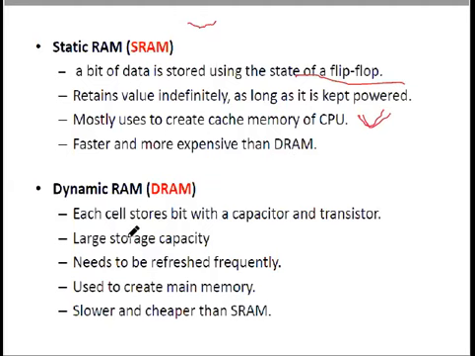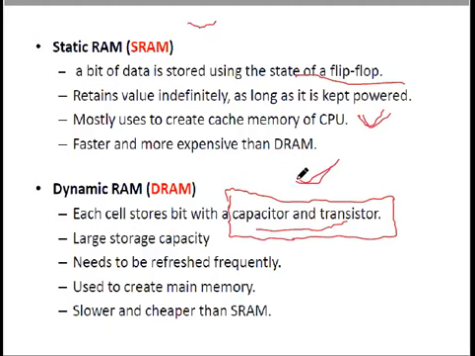Whereas in the DRAM, each cell stores a bit with a capacitor and a transistor. So why does this memory need a refreshing circuit, why is this different from the SRAM? This is the reason: it is using a capacitor. The capacitor holds charge. If the capacitor is holding charge, that part is regarded as 1. If the capacitor is not holding charge, then it will be regarded as 0. So each cell stores a bit with a capacitor and a transistor. Large storage capacity.